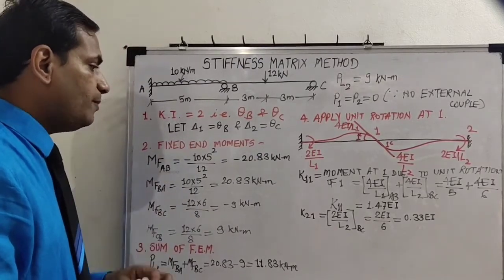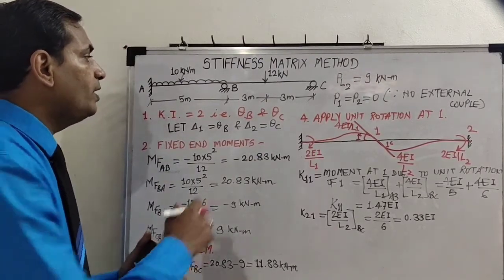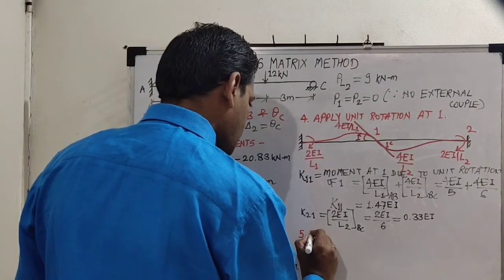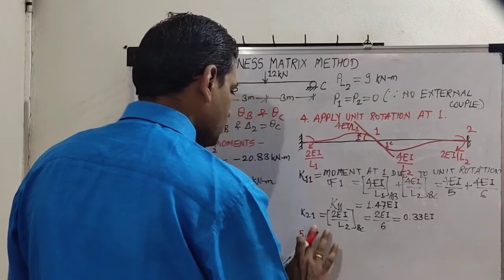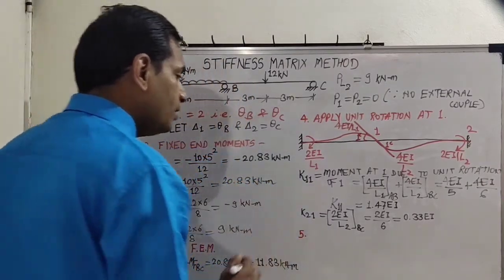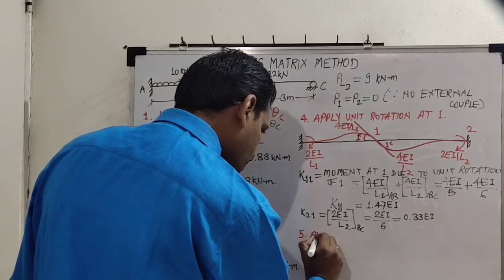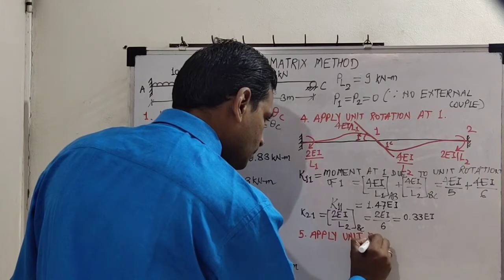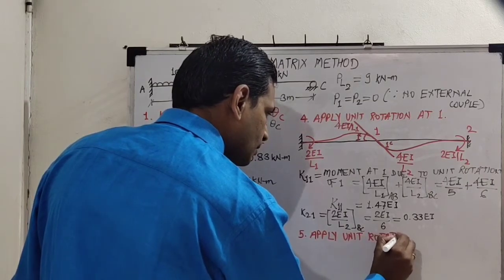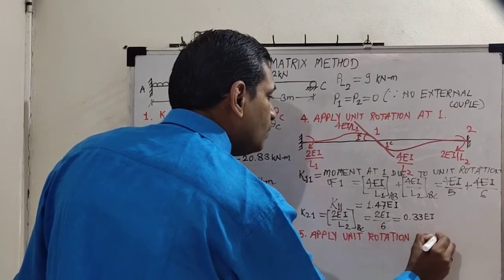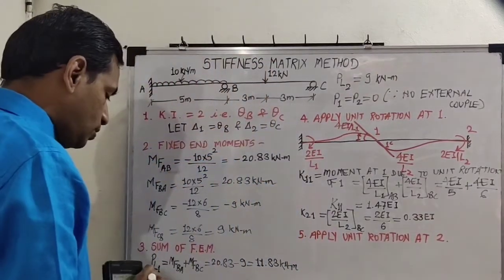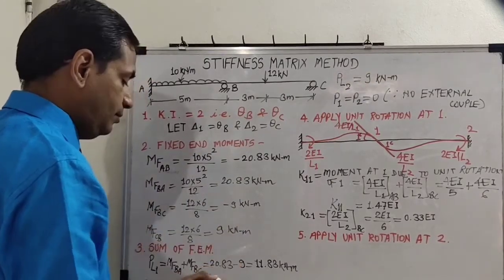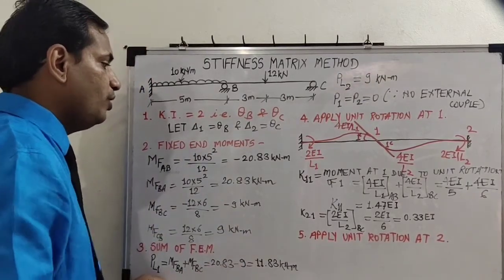Now step number 5. We will go to now our second unknown, we will make its value 1 and first value we will make 0. So our step number 5 will be apply unit rotation at 2. Okay, so we will again draw the deformed shape of the beam by applying unit rotation on 2.